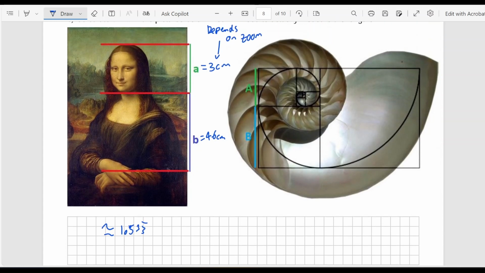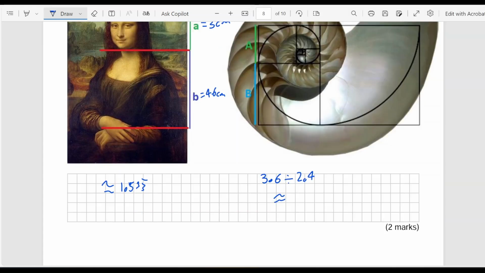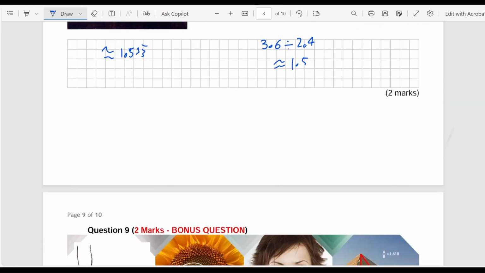And then if I do this one here, B in this case is 3.6. And A in this case is 2.4. So we get that roughly equaling the golden ratio. So the point is that basically this sort of equals the golden ratio when you work it out.